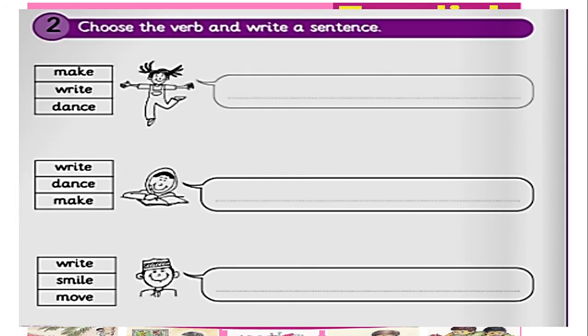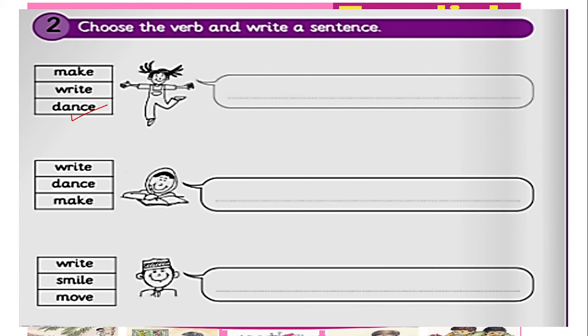Now, my students, here, choose the verb and write a sentence. Choose any verb. Here I have three verbs, my students. Make, write, dance. What is the correct verb here, my students? Very nice. Look at the girl. She is making something? No. She is writing? No. She is dancing? Yes. So the correct verb is dance.